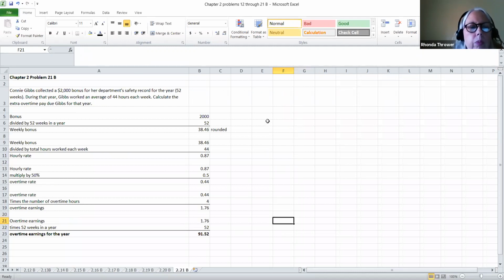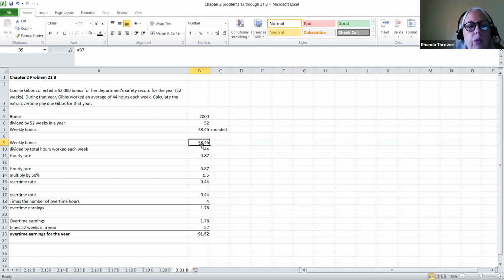On our next problem, Connie Gibbs is collecting a bonus for her department safety record for the year, which is 52 weeks during the year. During that year, Gibbs worked an average of 44 hours each week. What they want you to do is calculate the extra overtime pay due Gibbs for that year. So we're going to start with our bonus, and we're going to divide it by 52 weeks in the year to get the weekly bonus amount.